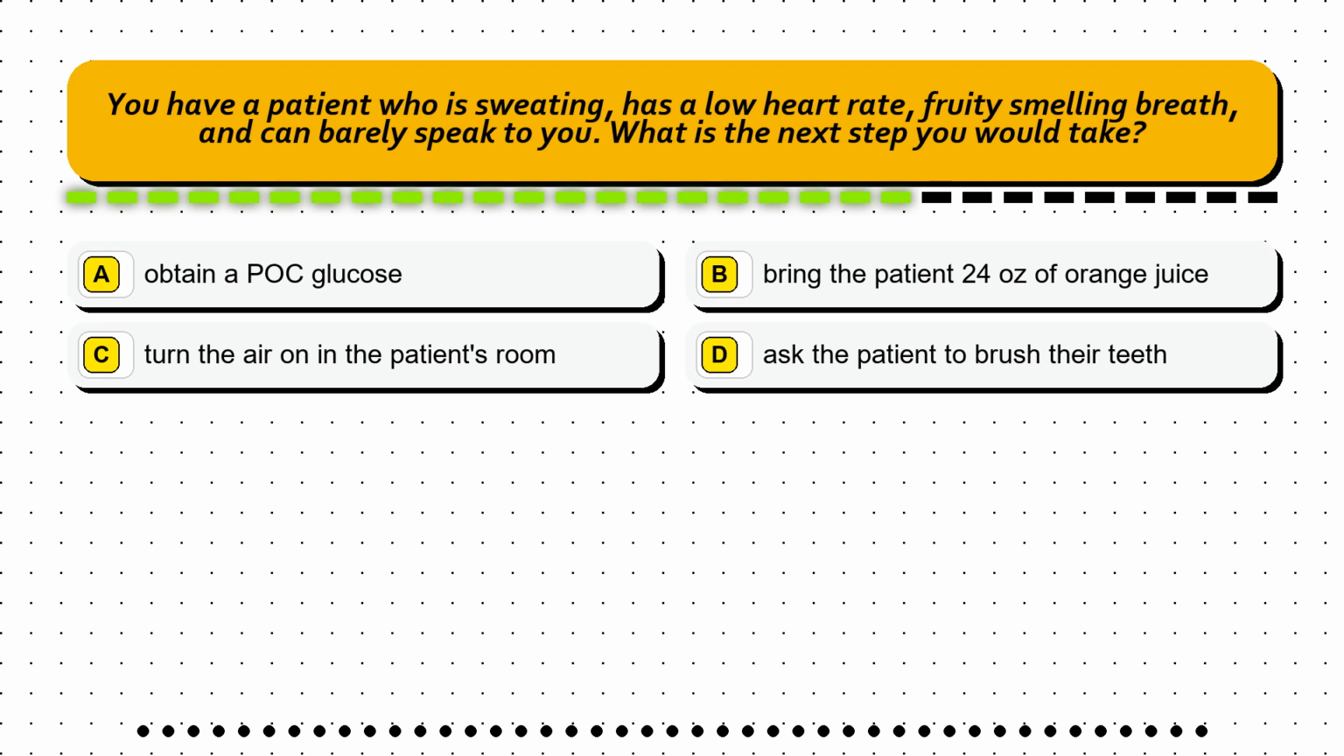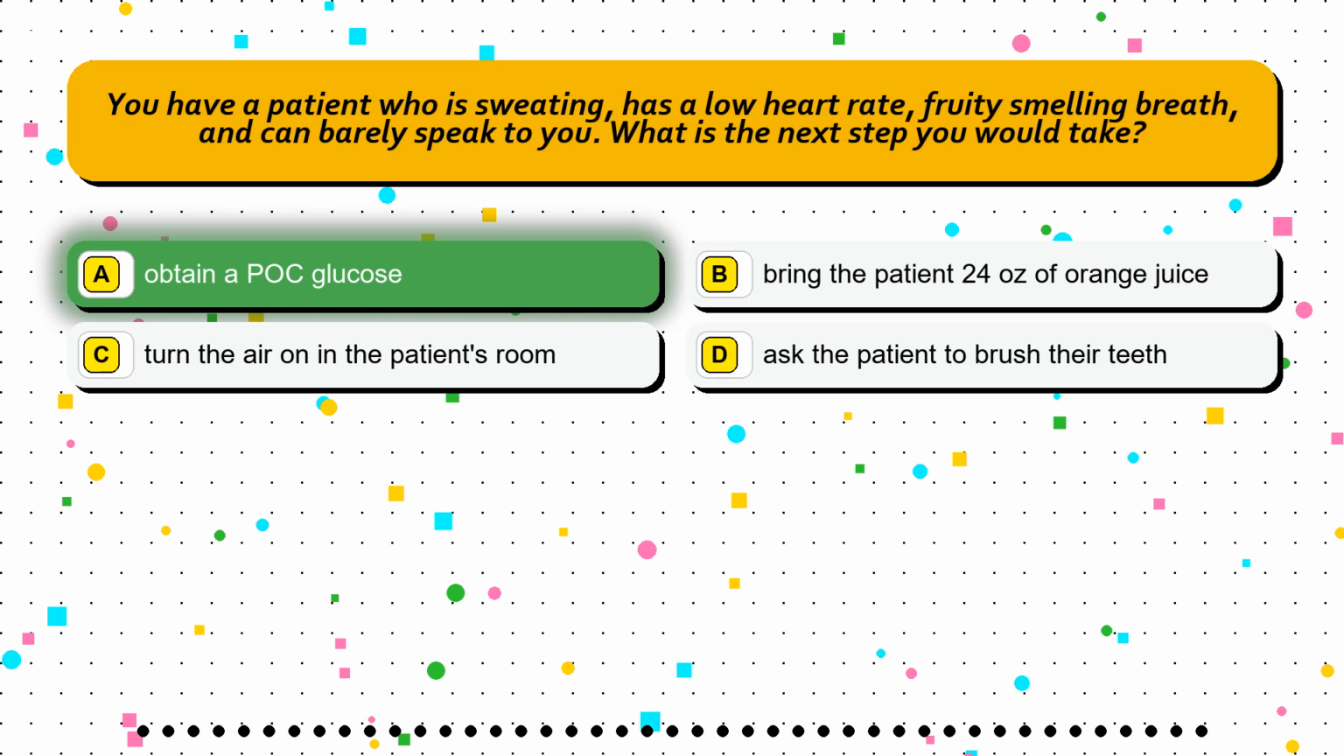Question 30. You have a patient who is sweating, has a low heart rate, fruity smelling breath, and can barely speak to you. What is the next step you would take? Option A, obtain a POC glucose. Option B, bring the patient 24 ounces of orange juice. Option C, turn the air on in the patient's room. Option D, ask the patient to brush their teeth.